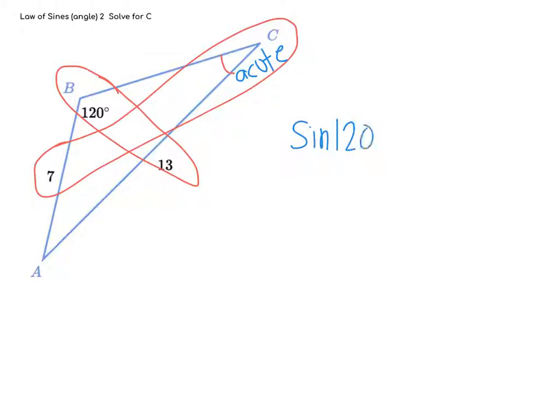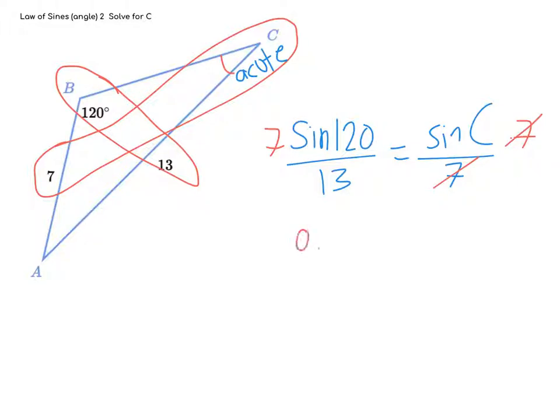So sine of 120 over 13 is equal to sine of angle C over 7. I'm going to multiply both sides by 7 to get rid of that on the right side. And I'm going to get my decimal value here. So we've got 7 times the sine of 120, then divided by 13. That gives us 0.4663 is equal to sine of angle C.